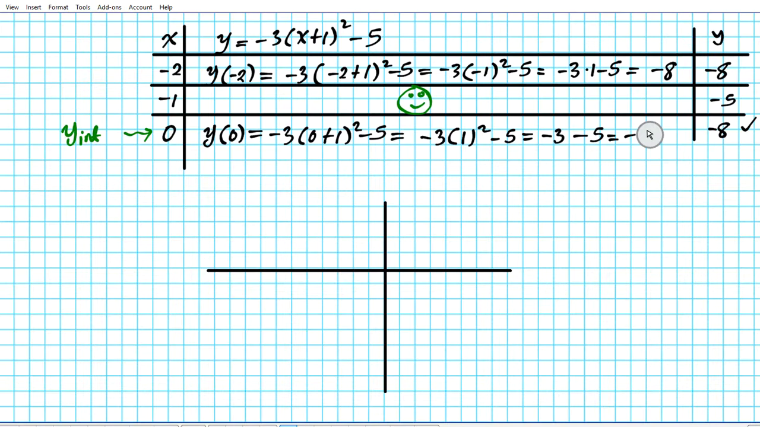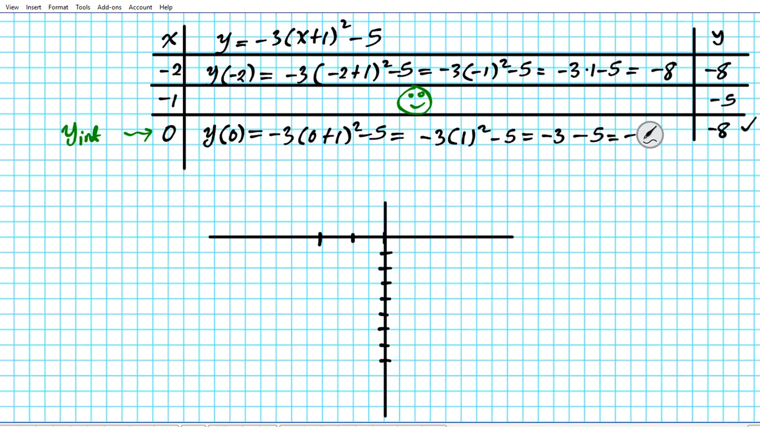So set it up. Let's calibrate our axes. Let's look at the range on the y. Y goes from -5 to -8. So let's calibrate the x-axis. We have 1, 2, 3, 4, 5, 6, 7, 8. And then our x's go from 0 all the way to -2. 1, 2. And that's 0 right there.